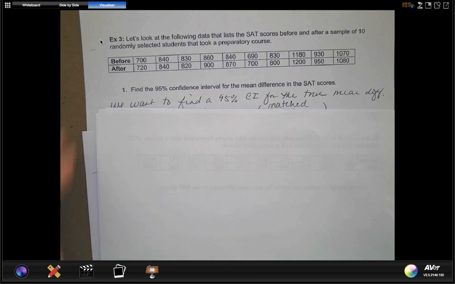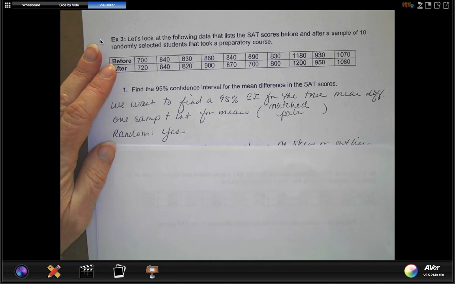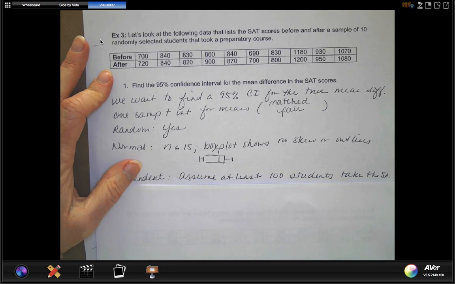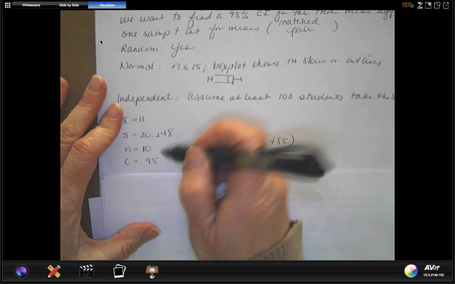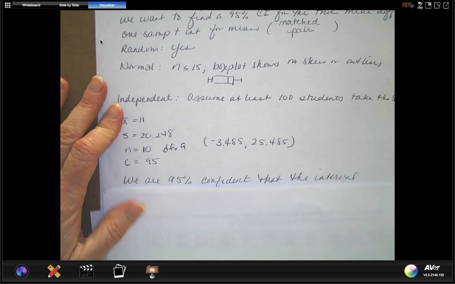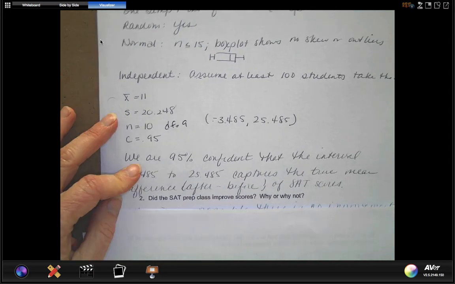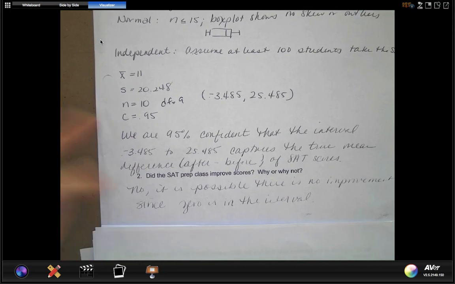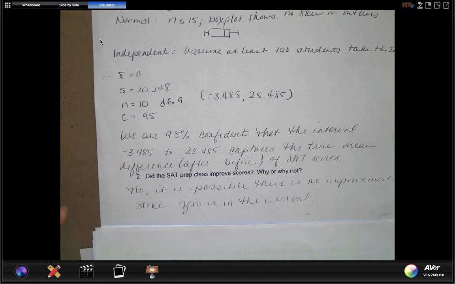All right, same thing here. You've got SAT scores. Again, we've got this matched pair scenario because we've got kids that are taking it before and after. You can pause the video and go ahead and go through this, but you've got all your steps there. Again, I looked at a box plot of the differences. I made my assumption there. Again, give me those degrees of freedom. And then, did the SAT class improve scores? Again, it's possible there's no improvement on average. I'm talking about on average since 0 is included in the interval. So for your typical kid, there was no improvement, okay?